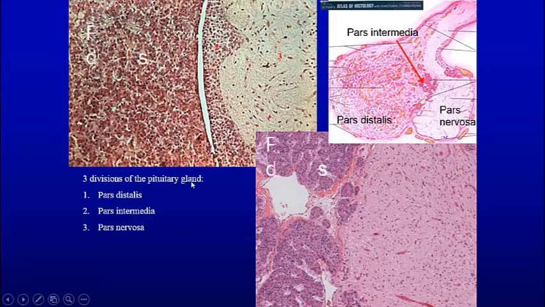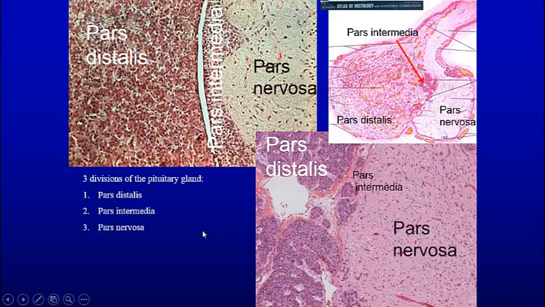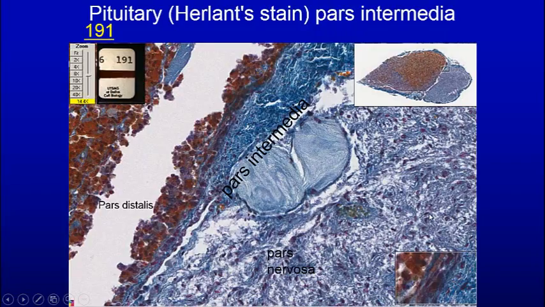And we can see those here. The pars distalis is very cellular, that we can see. Pars intermedia is cellular as well. And then the pars nervosa is more nerve-like tissue with pituicytes inside there.